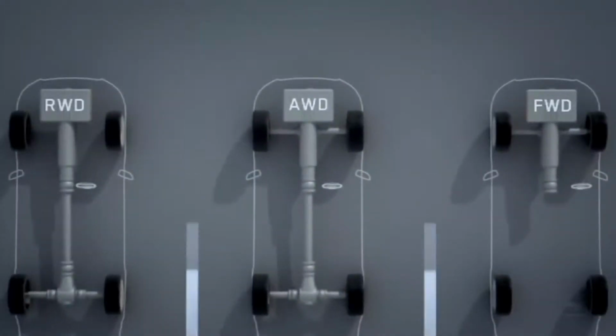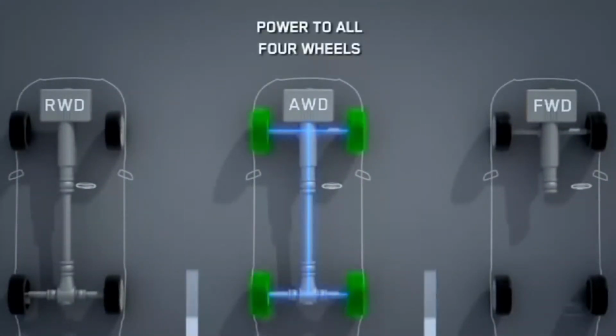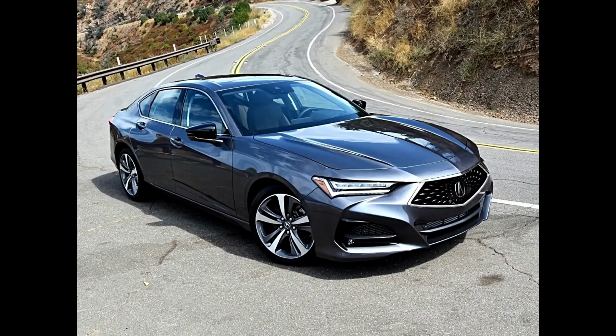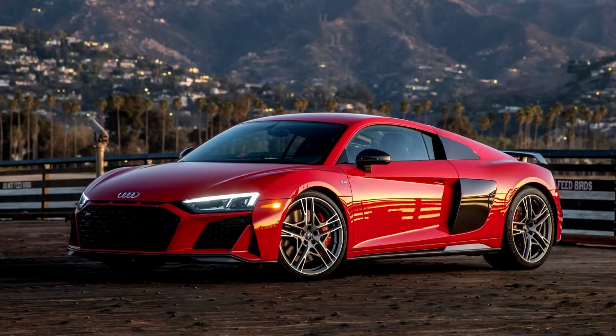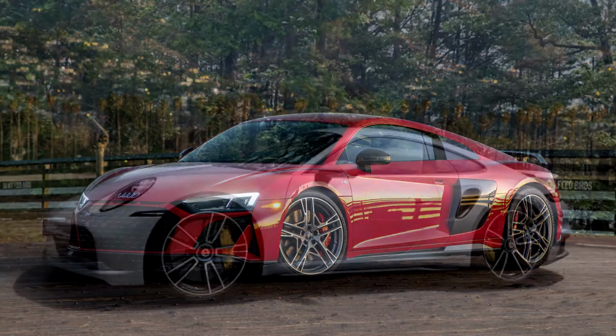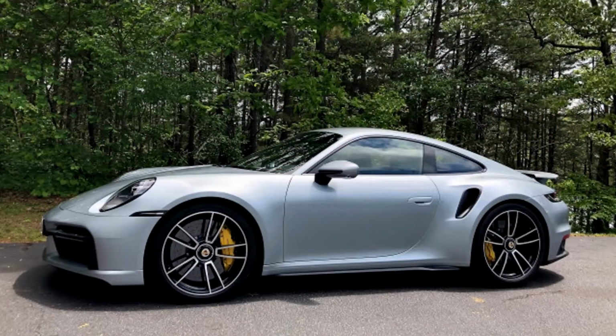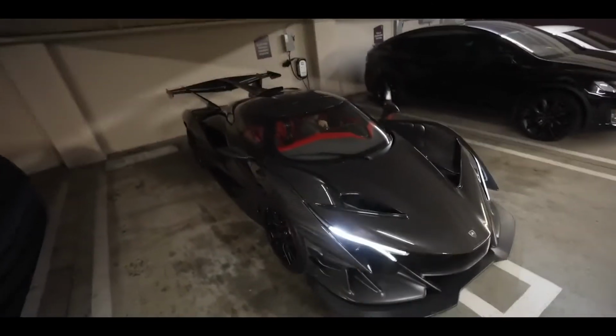All-wheel drive or four-wheel drive cars can have their engines at the front, like the Acura TLX or Lexus ES, mid-mounted, like the Audi R8 V10 Performance, or rear engine, like the Porsche 911 Turbo S. All-wheel drive has the engine delivering power to all four wheels.